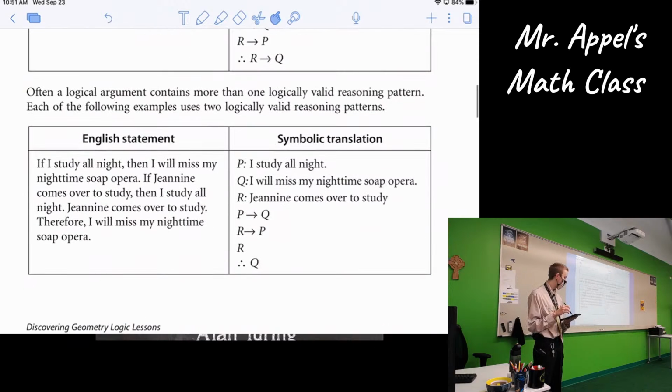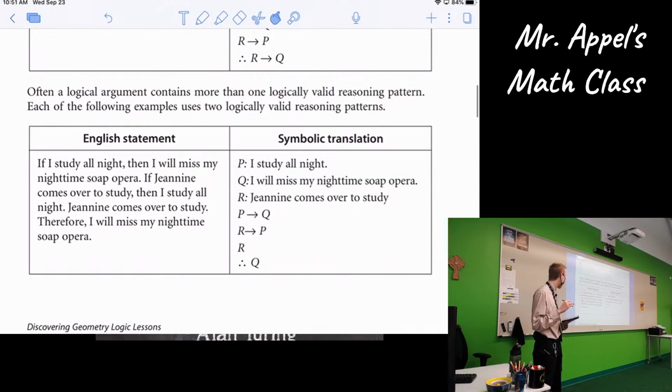But this is where it gets interesting. Actual logical arguments most often are going to contain more than one logically valid reasoning pattern. Okay? Just like that, what was it, number 25 from lesson 3, right? That had double modus ponenses. That's what we've got going on here.